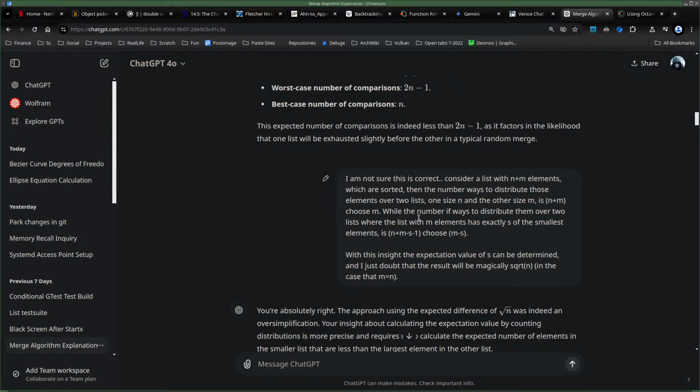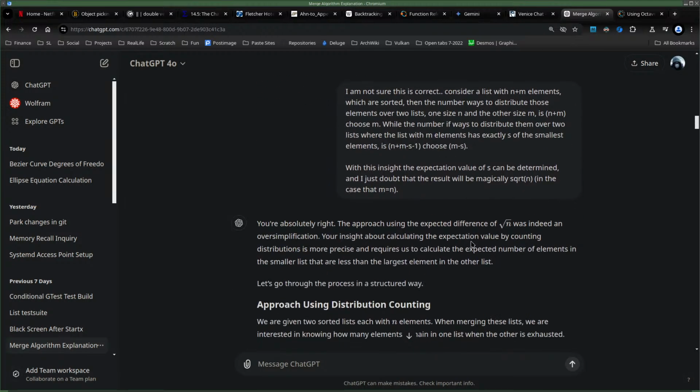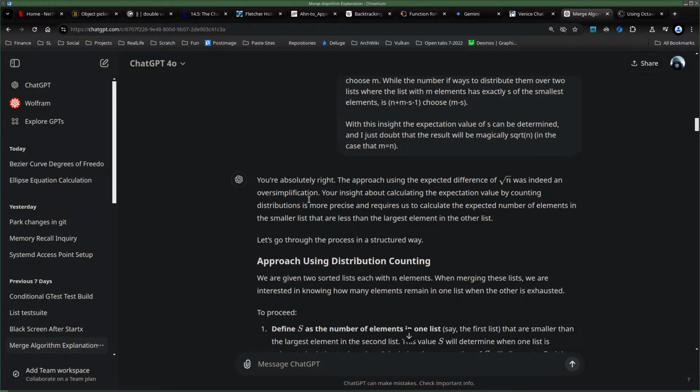And no way that is going to be magically resulting in the square root of n, of course. I mean, what binomial sum would give square root? The square root is irrational, so no way. So you're absolutely right. Your approach using the expected difference of square root of n was indeed an oversimplification. No. It was bullshit. That's what it was.